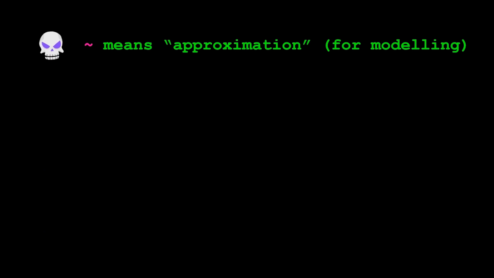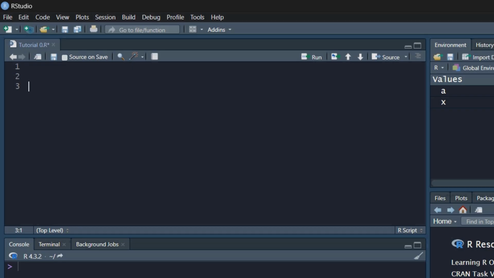The tilde represents approximation and is most often used in modeling. If you think about a classic regression formula such as y equals mx plus b, this is often written in the notation of y is a function of mx plus b or y is approximately mx plus b. In this context, the tilde separates the dependent variables to the left from the independent variables to the right.